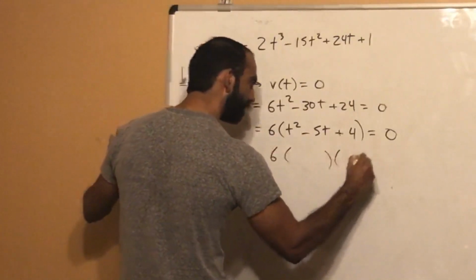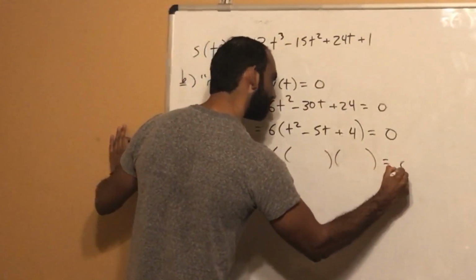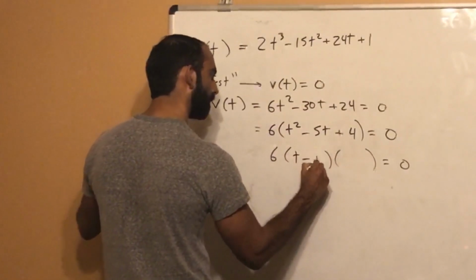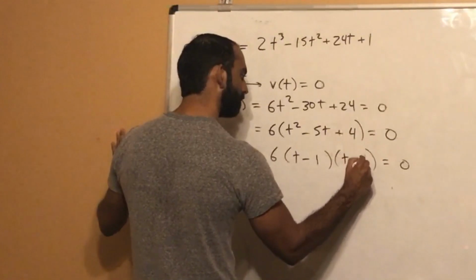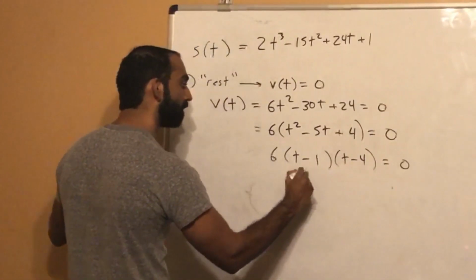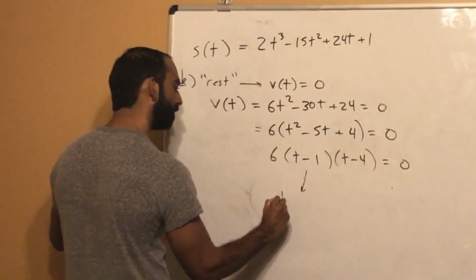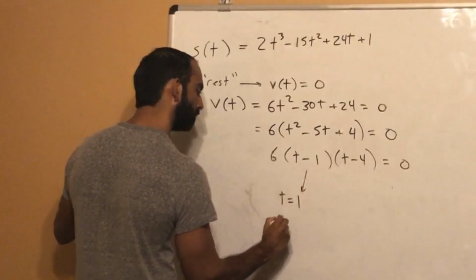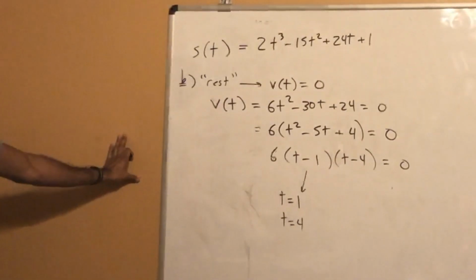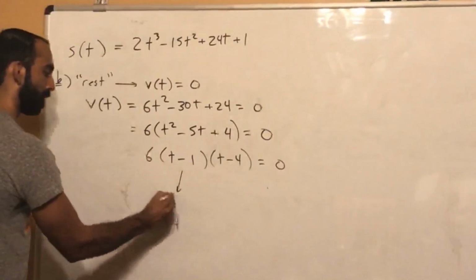So, hopefully this factors nicely. Does it? Yes, it would be t minus 1 times t minus 4, and that equals 0. By the zero factor property, what is true about t? t is 1 and t is 4. Exactly. So that solves this problem.